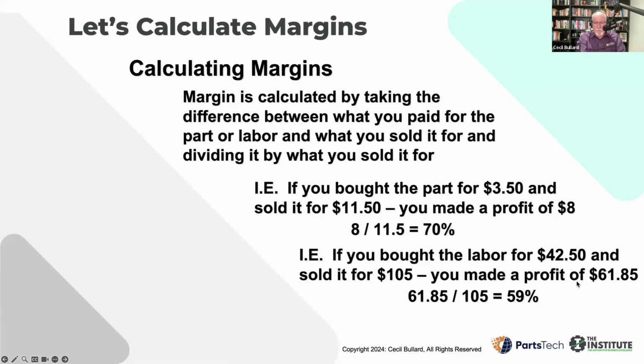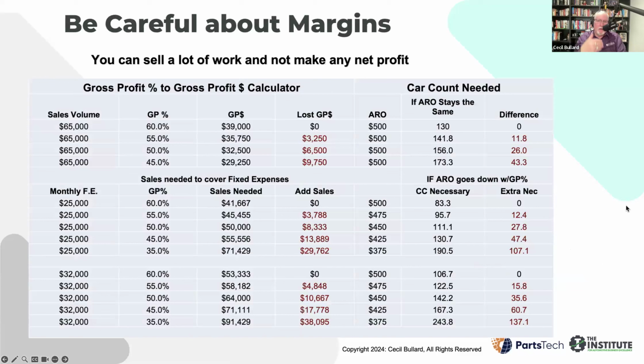Okay. I'm going to die over this slide being wrong. Last slide of all, and we'll answer questions. I have a shop where I have a sales volume of $65,000 a month. I have a 60% gross profit. That gives me $39,000 in gross profit dollars to pay my bills.